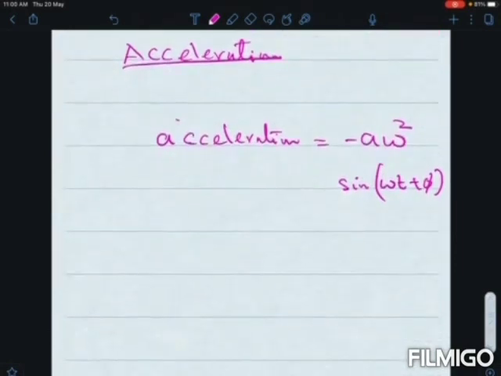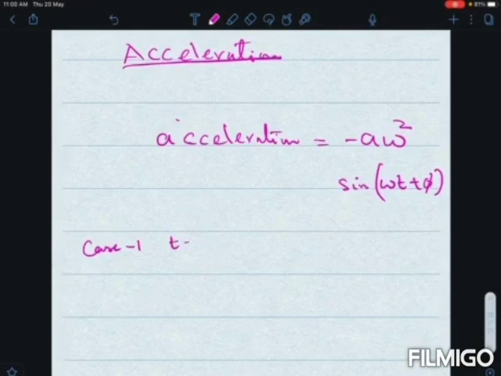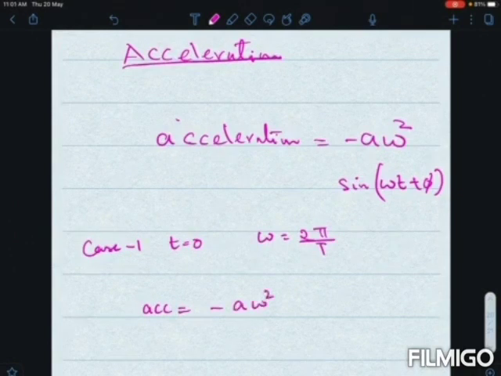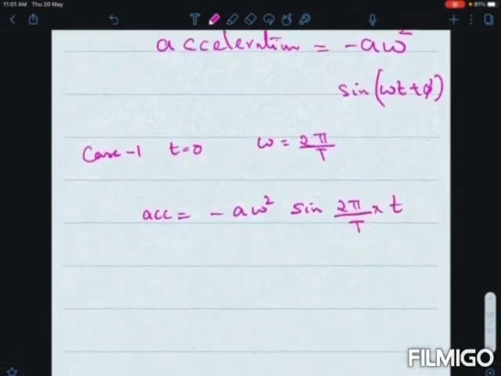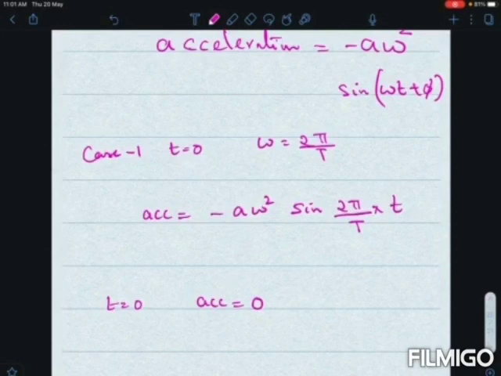So again, I'll go very fast. Case 1, t is equal to 0. That means we have to substitute for omega. Omega is equal to 2 pi by T. So the equation we have to substitute is acceleration is equal to minus A omega square sine of 2 pi by T into small t. So at t is equal to 0, acceleration will be 0 because it is sine dependent.